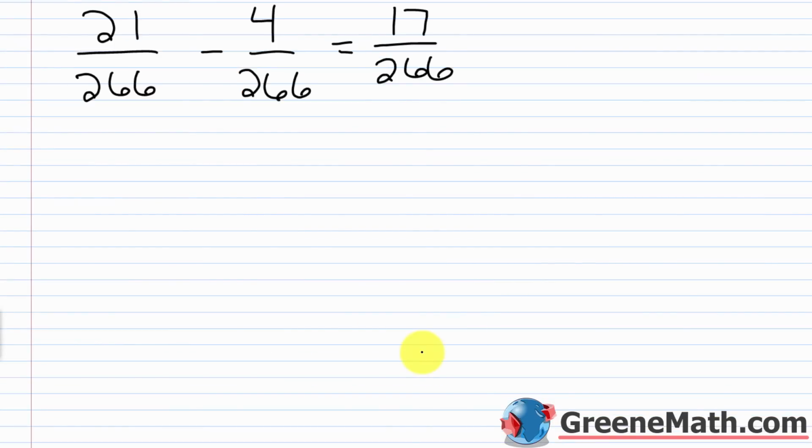So again, we always want to report our answer as simplified. We know that 17 is prime, and we know the prime factorization of 266 is 2 times 7 times 19. So we don't have a 17 in there, so there's nothing we can do to further simplify this fraction. So 17 over 266 is going to be our simplified answer.